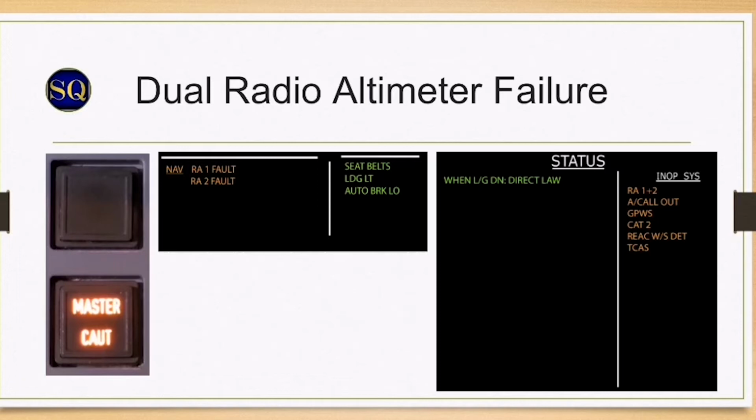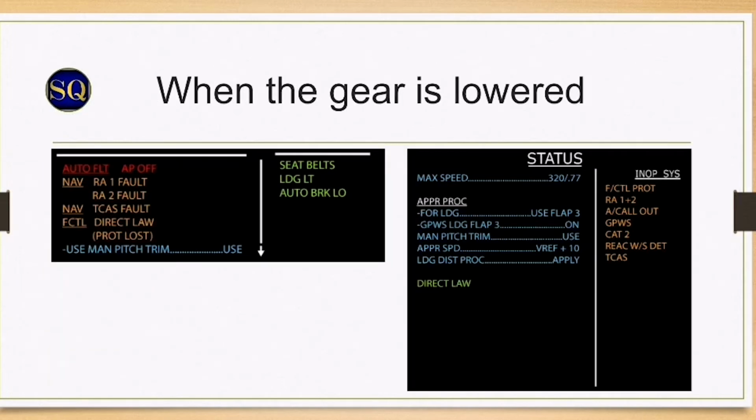A dual radio altimeter fault has more consequences. With the gear up, the ECAM presents the crew with this information. The approach capability is reduced to Cat 1. When the gear is lowered, the ECAM now presents this information. You can pause this video and take your time to go through it. The aircraft reverts from normal to direct law as the systems cannot calculate the height above the ground for flare mode, as I mentioned earlier on.